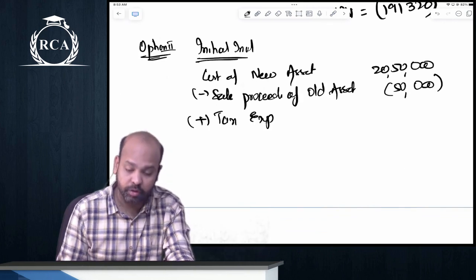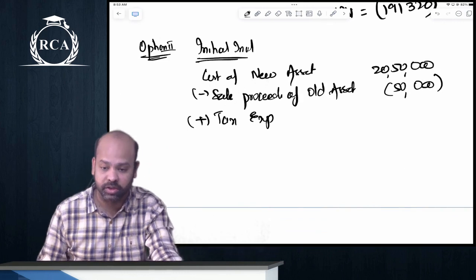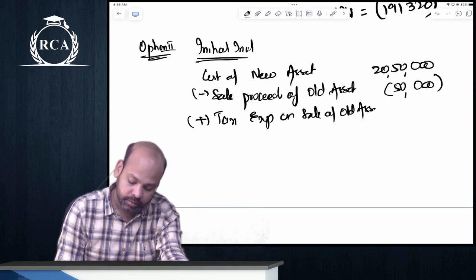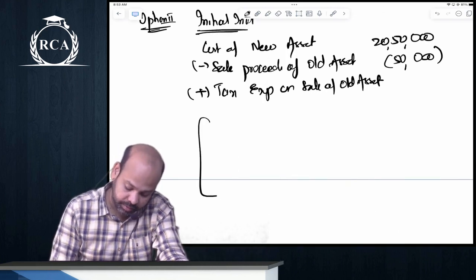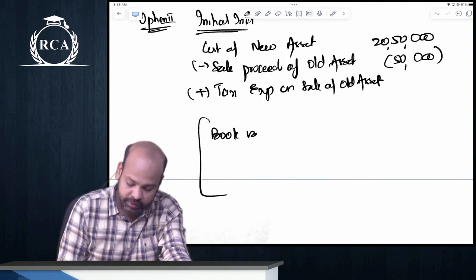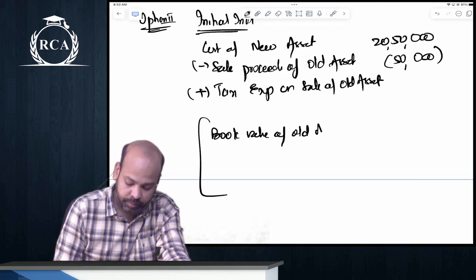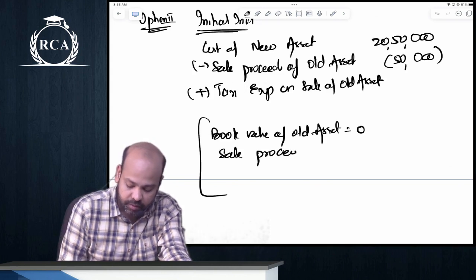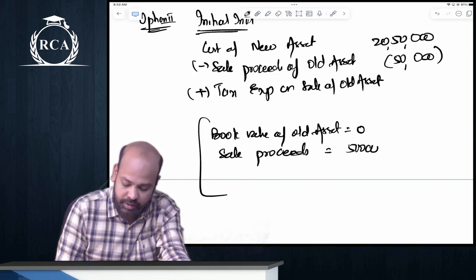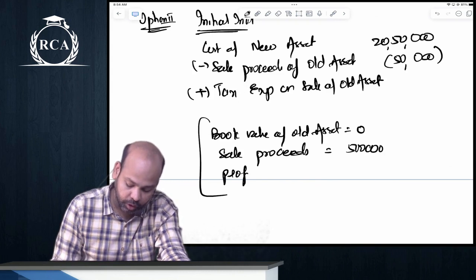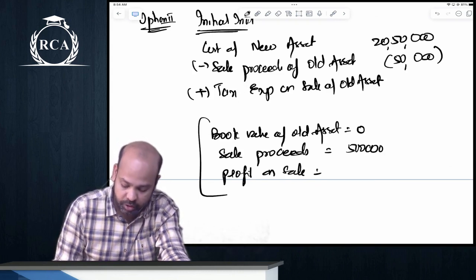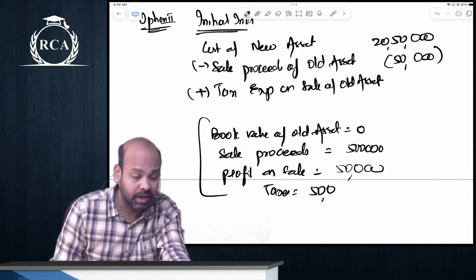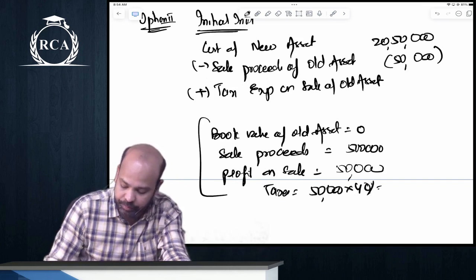ये add करना है बेटा, because this is not tax savings, this is tax expenditure. Tax expenditure on sale of old asset, how much will be your tax expenditure beta? Book value of old asset कितना है guys? Book value of old asset 0. Sale proceeds guys are 50,000. So the entire 50,000 beta would represent profit on sale. On that profit on sale beta, I will have to pay taxes at the rate of 40%. So 50,000 multiplied by 40% beta, this will become 20,000.